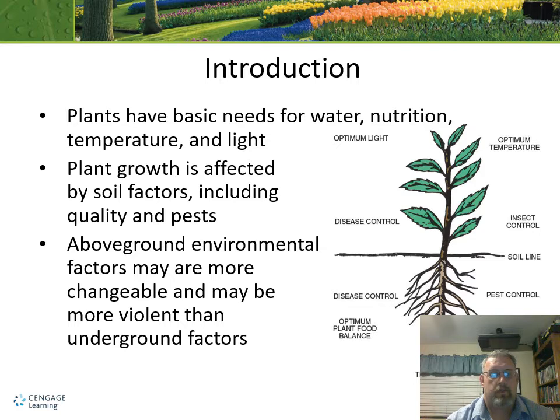Plants, when they grow, all of these different factors can either stunt or encourage growth. If a plant doesn't have the correct amount of water, it's going to stunt and it's not going to grow properly. And then if any one of the basic nutrients is not present, it will also have a problem and won't grow properly.